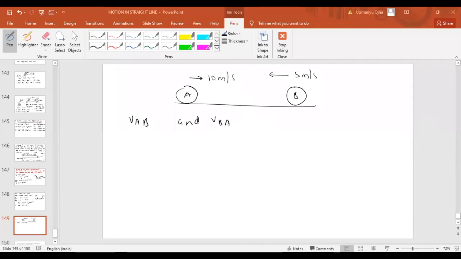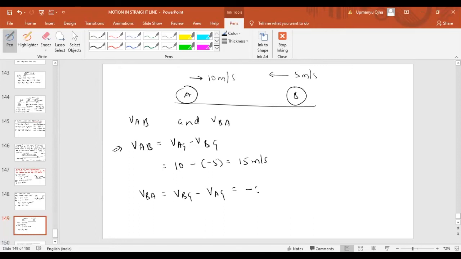So what is the velocity of A with respect to B? It is basically velocity of A minus velocity of B with respect to ground. If I take right as positive, then velocity of A is 10, velocity of B is minus 5, so minus of minus 5 comes as 15 meter per second. That is the velocity of A with respect to B. Similarly, the velocity of B with respect to A will be the velocity of B with respect to ground minus the velocity of A with respect to ground. So that is minus 5 minus 10, which means minus 15 meter per second.